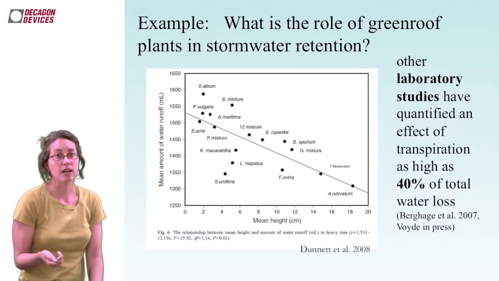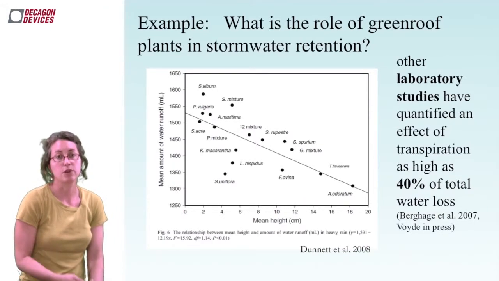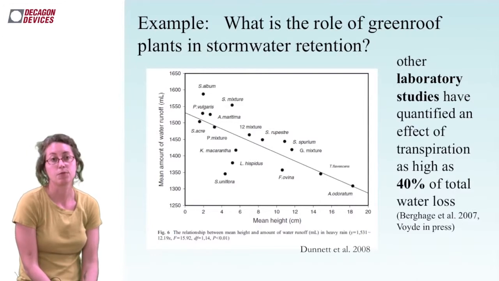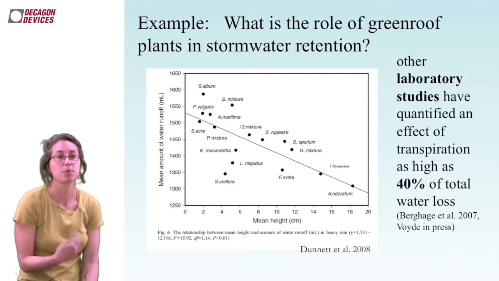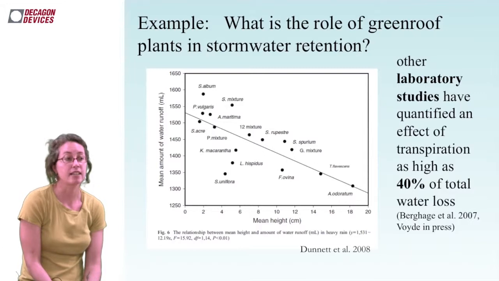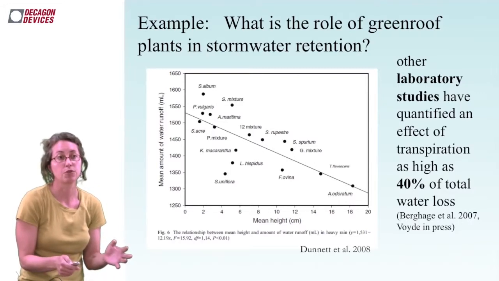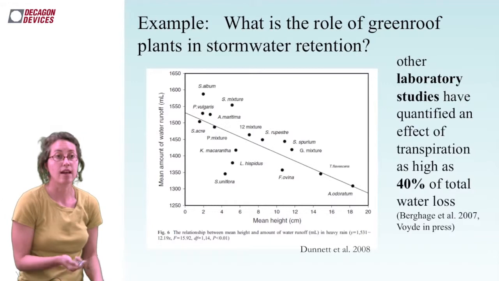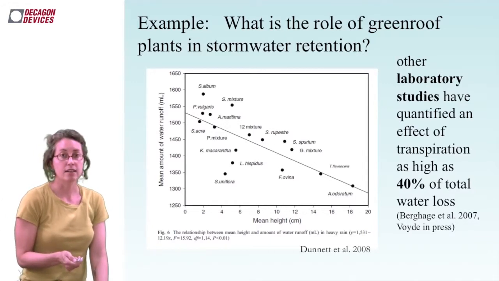But in contrast, other laboratory studies have shown the effects of transpiration to be as high as 40% of total water loss. And here's another study by Dunnett in 2008 showing that there's definitely a relationship between the amount of runoff you would find in an experimental green roof and the height of the plants that are on it. So we've got some conflicting results reported here, and a great opportunity to look at this question in a little more detail.